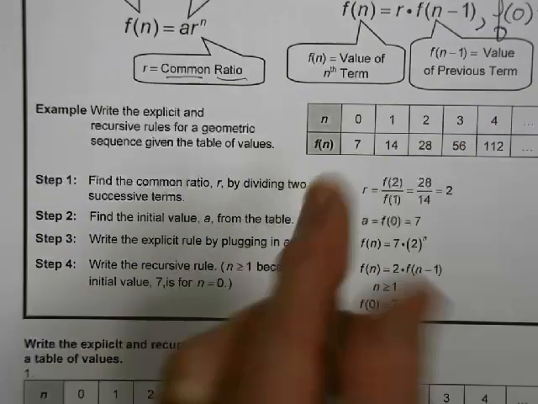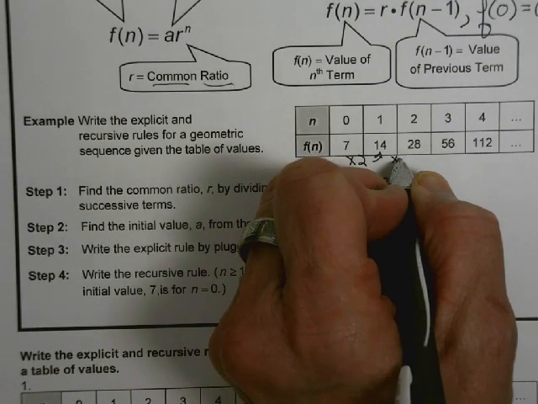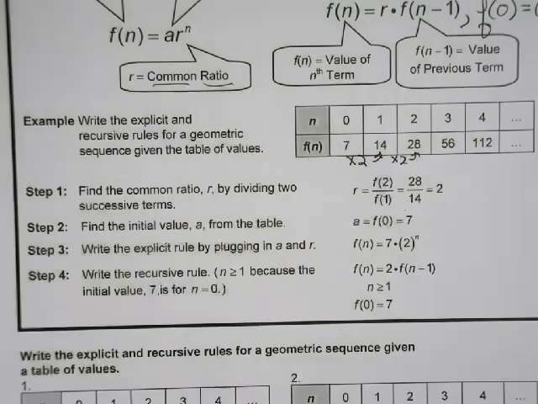Okay, you look at your list. How do you find the common ratio? Well, you can tell from this list, right? 7 times 2 is 14. 14 times 2 is 28. You can't always look at your list and find it. You've got to know the formula to find the R.